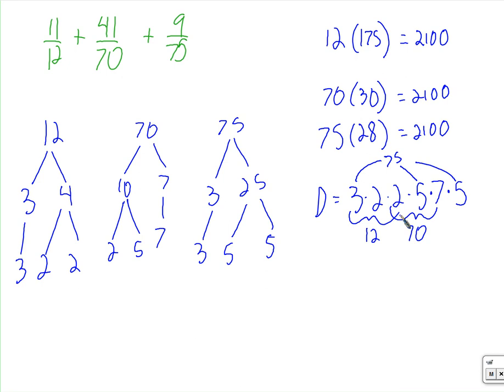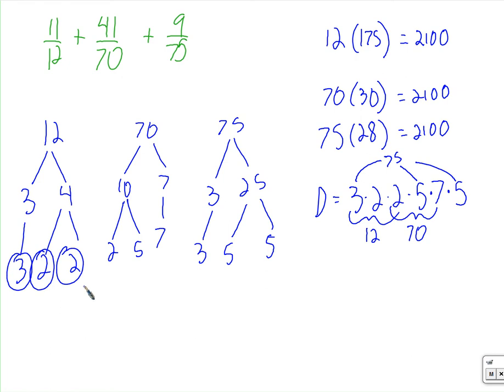So if we get 2,100, then I can just take 2,100 divided by 12. I figured out that's 175. Yeah, of course. And then I figure out what I need over here to multiply the numerators by. But in the end, really what happens is I need this factor of 3 and 2 and 2. If I don't have a 3 and two 2s, I won't make 12. I won't have a factor of 12.